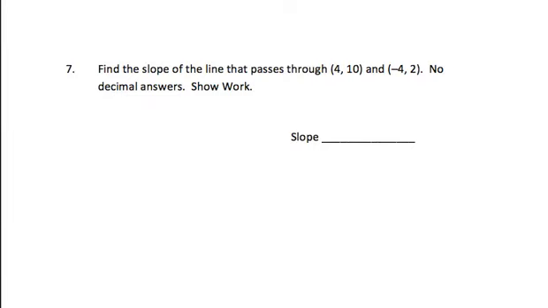Find the slope of the line that passes through these 2 points. Obviously, when we're talking about slope, we don't want to have any decimal answers, and we're asked to show our work. Okay, so remember, the slope is just the change in y over the change in x. So all we have to do here is figure out how much y is changing between these points and then how much x is changing.